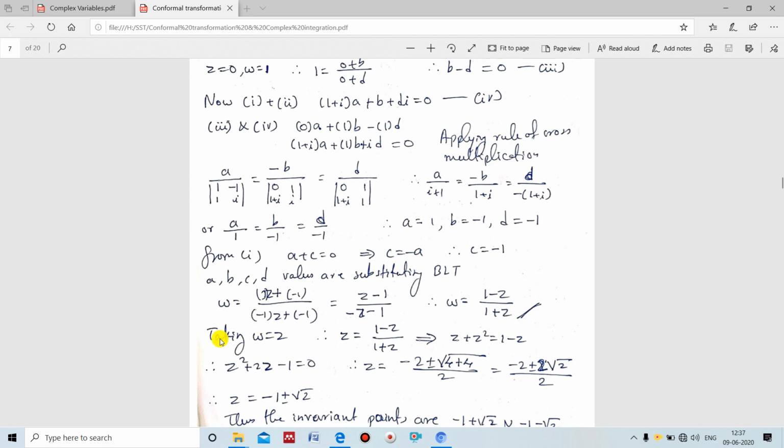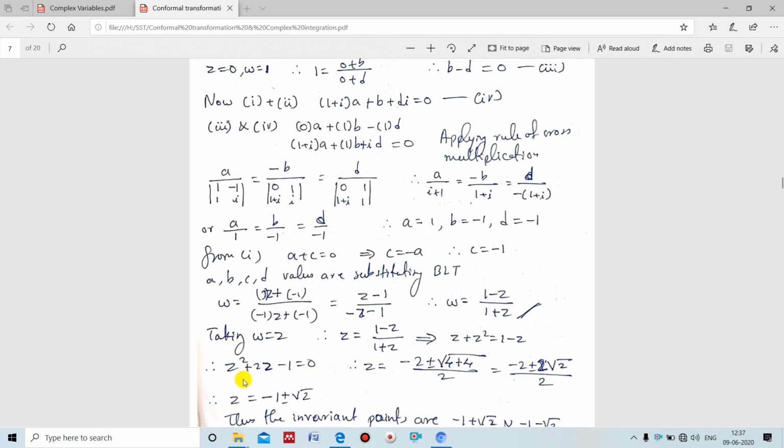So in the question they ask for the invariant point. To find the invariant point, put w is equal to z in the obtained bilinear transformation. So put w is equal to z, we get z is equal to 1 minus z divided by 1 plus z. So multiply this, then on simplification we get z plus z square is equal to 1 minus z, or z square plus 2z minus 1 is equal to 0.